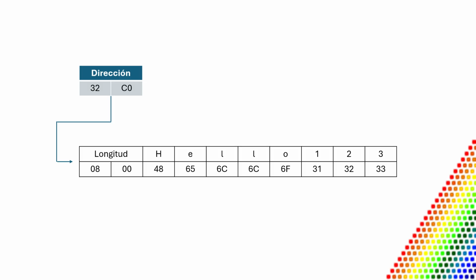In other words, an alphanumeric variable containing the text hello123 occupies 8 bytes, one for each character, plus 2 bytes to store the string length, and another 2 bytes used internally to store the address where the string begins, for a total of 12 bytes. This means that the string hello123 is stored in memory in hexadecimal format as 08 00 48 65 6C 6C 6F 31 32 33. The first 2 bytes indicate that the string contains 8 characters, and the remaining bytes represent each character in order.